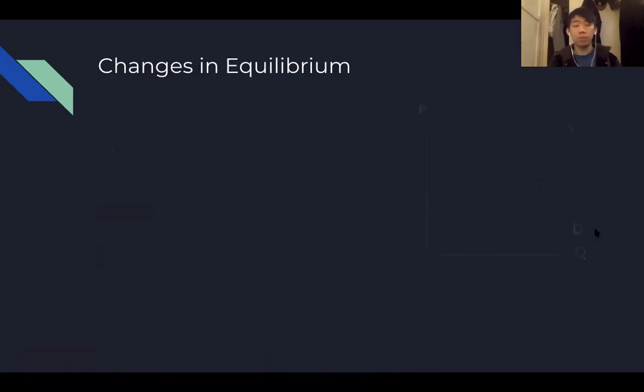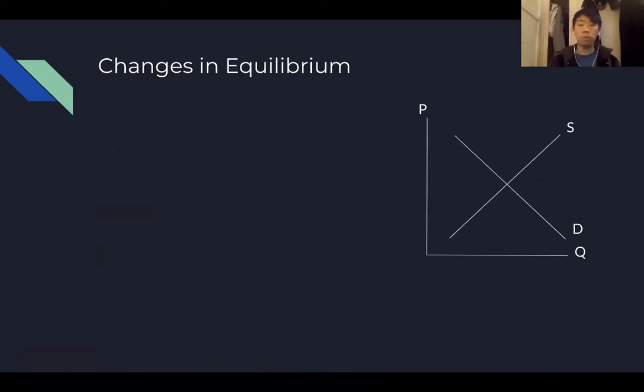Changes in equilibrium. We've talked about all these shifts, but we haven't talked about what they represent in terms of equilibrium changes. So let's start by going through each of them one by one. There's a demand increase, once again represented by a shift to the right. Notice that from where we originally were, the price and the quantity have increased overall.